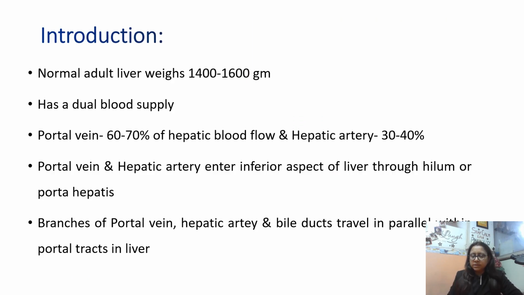As we know, the normal adult liver weighs approximately 1.4 kg to 1.6 kg. It has a dual blood supply: 60 to 70% of the hepatic blood flow is through the portal vein and the remaining 30 to 40% is through the hepatic artery. Both the portal vein and hepatic artery enter through the inferior aspect of the liver through a hilum or porta hepatis. The branches of the portal vein, hepatic artery and bile ducts travel in parallel within the portal tracts in the liver.